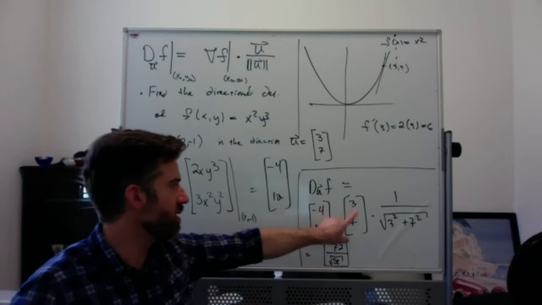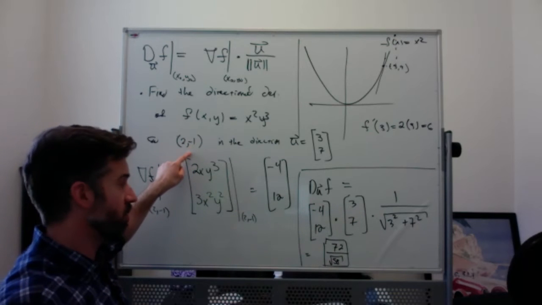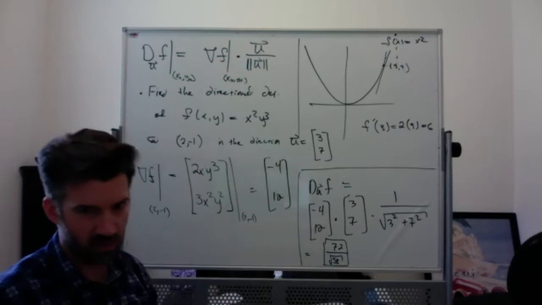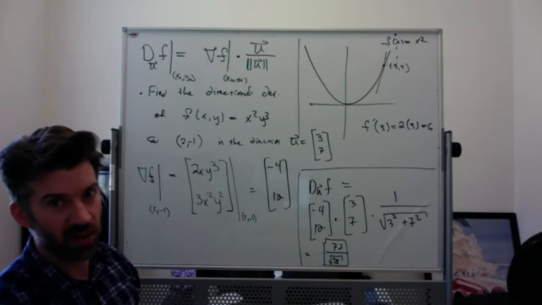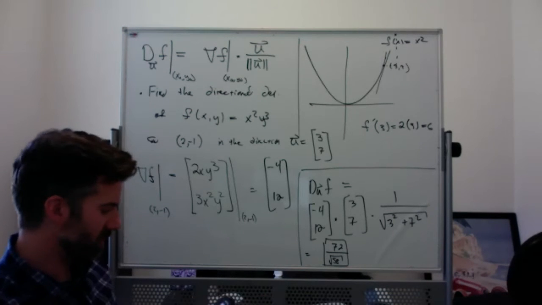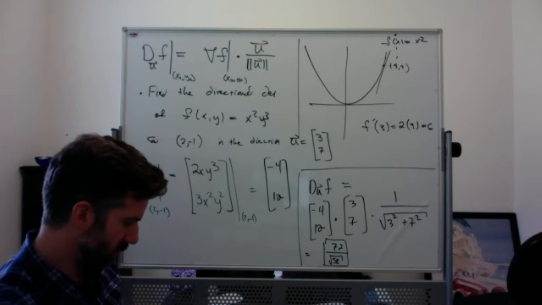Meaning if you move in this direction, from this point, you're going to be going up at a steepness of 72 over the square root of 58, which is probably close to 10, maybe a little bit smaller than 10. I mean, I don't know, we can use a calculator, right? It doesn't really matter what the number is, but let's figure it out. Let's do 72 divided by the square root of 58.